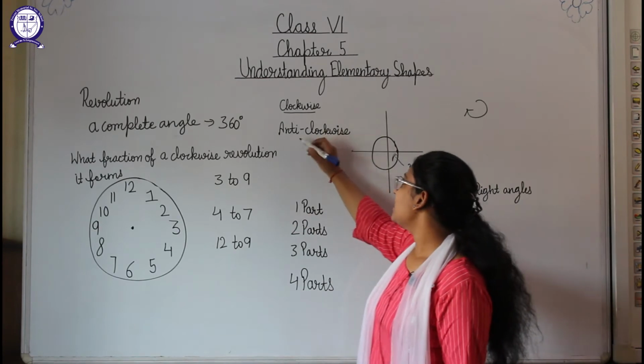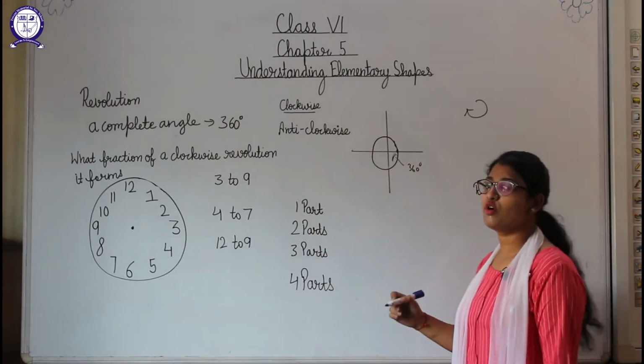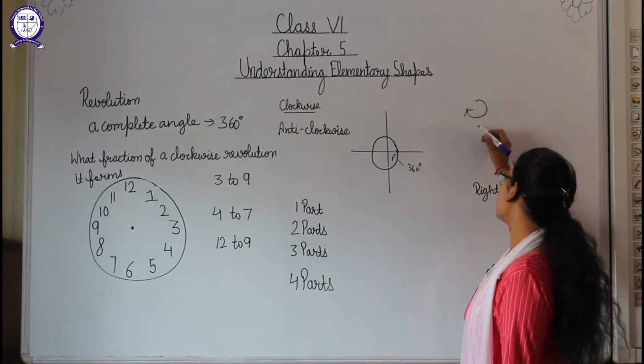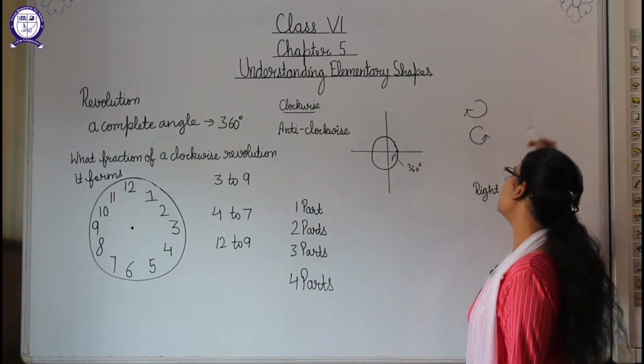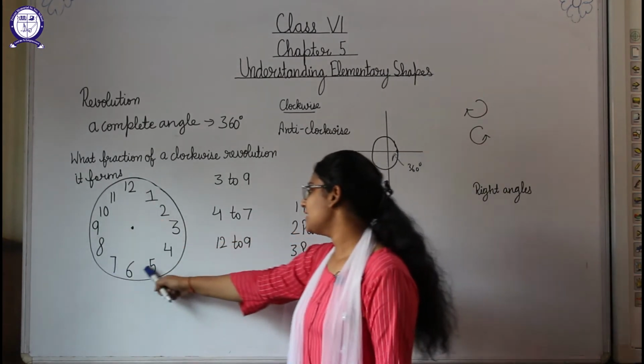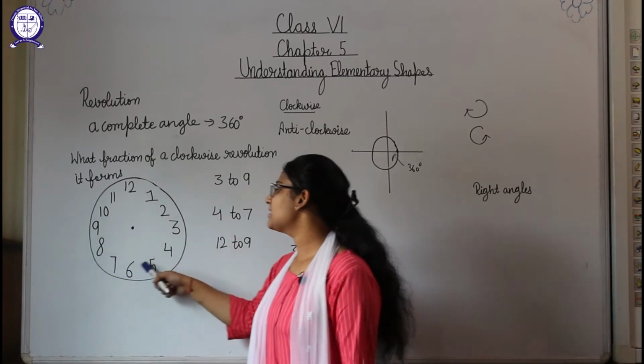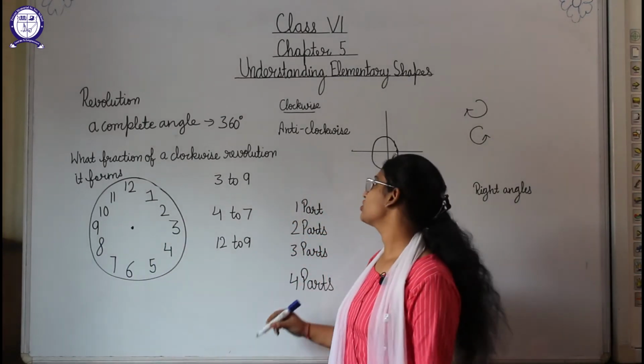Now anti-clockwise direction, what is anti-clockwise? It means the reverse of clockwise direction. Clockwise is like this, then anti-clockwise will be like this, reverse of the clock. When the hands start moving like this, then they are said to be in anti-clockwise direction.